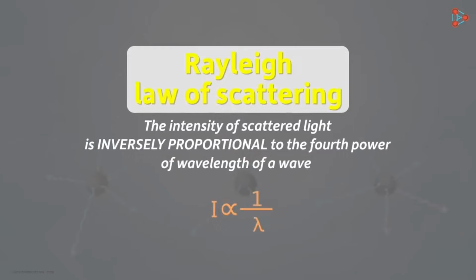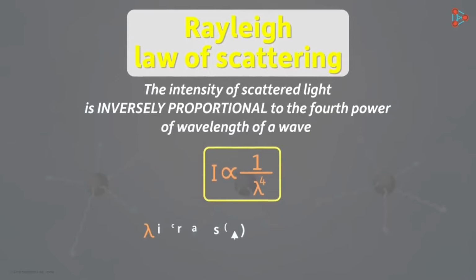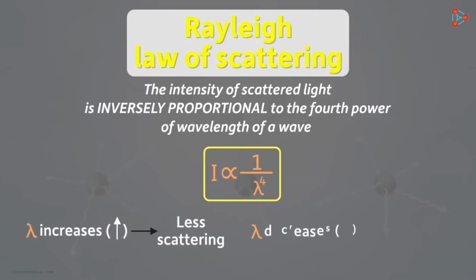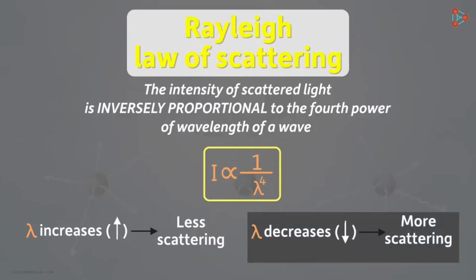I is inversely proportional to lambda to the fourth power. If the value of lambda increases, then the intensity will be lower. If its value decreases, then the intensity of scattering will be more. The lesser the wavelength, the more will be the scattering.